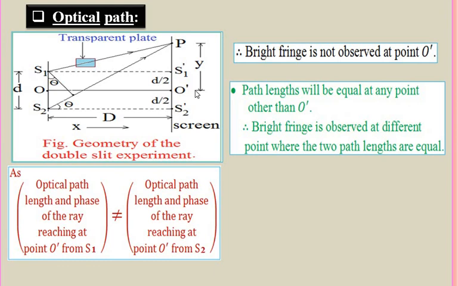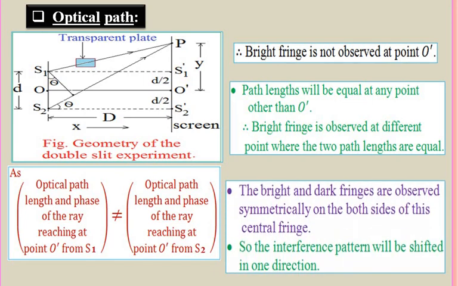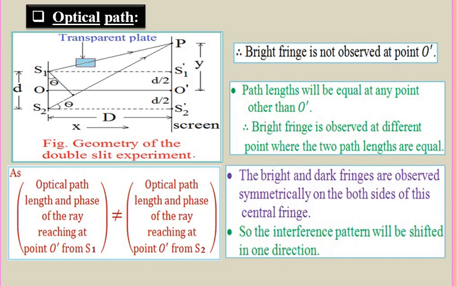The path length will be equal at any point other than point O'. Therefore, a bright fringe is observed at a different point where the two path lengths are equal. The bright and dark fringes are observed symmetrically on both sides of the central fringe. So the interference pattern will be shifted in one direction.